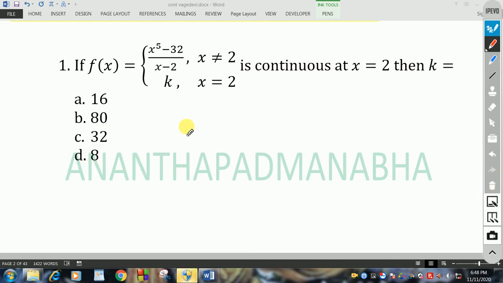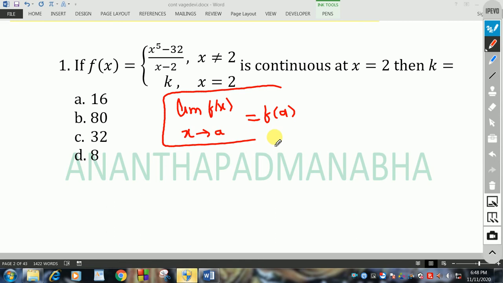So to solve this question, let us use the definition of continuity of a function. So we have seen that the limit of f of x as x tends to a will be equal to f of a. This is the definition of continuity. So that is, left hand limit and right hand limit exist, and it is equal to the value of the function. Here it is given that the function is continuous at x is equal to 2.